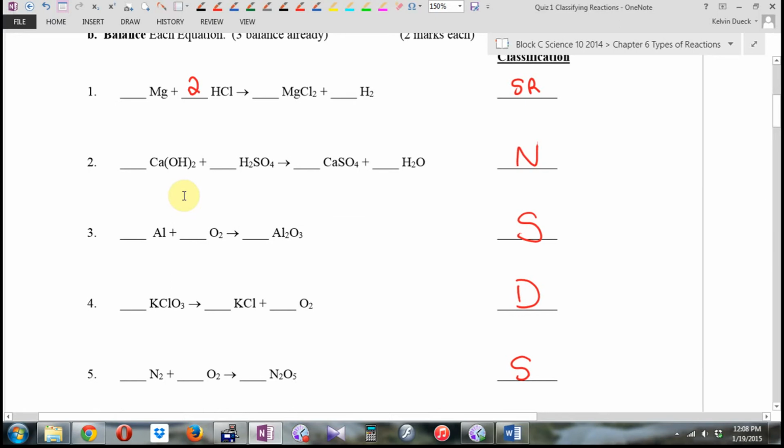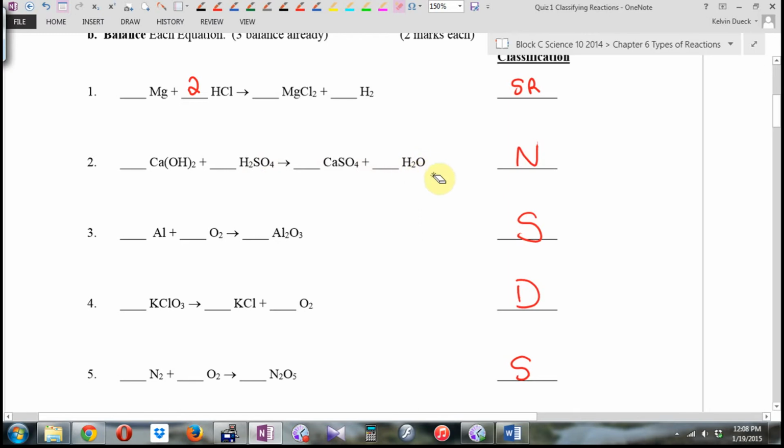Let's see here. How many calciums? 1. How many calciums? 1. How many SO4s? 1. How many SO4s? 1. Mr. Dueck, wait a minute. Why didn't you do the... Because I know the OH and that H are going to combine over here. So let's see. How many H's? 2. And another 2 makes 4.